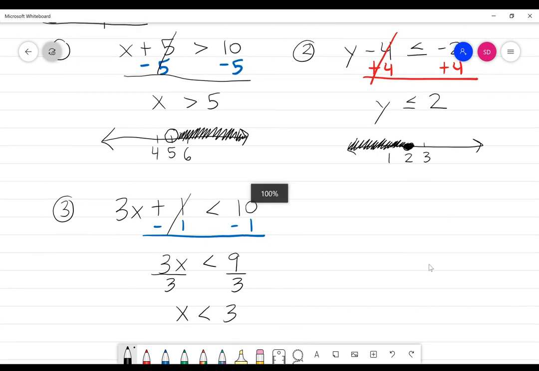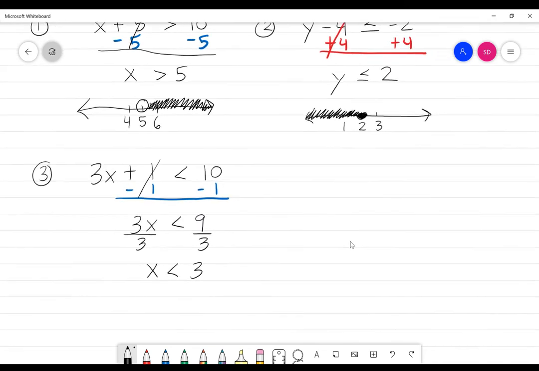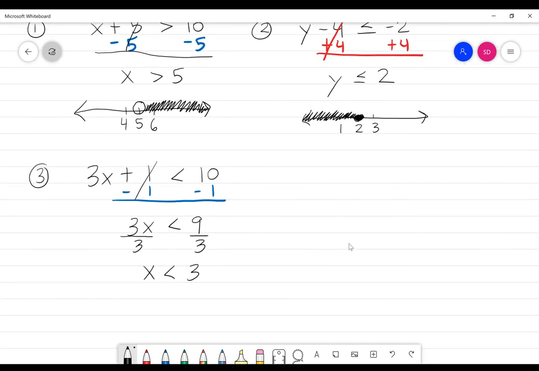So we've used undo operations to solve this inequality. And now remember, I can put my number line, open circle, and I want less than 3. So I'm going to shade everything to the left. One more example, and then that'll be it for today.